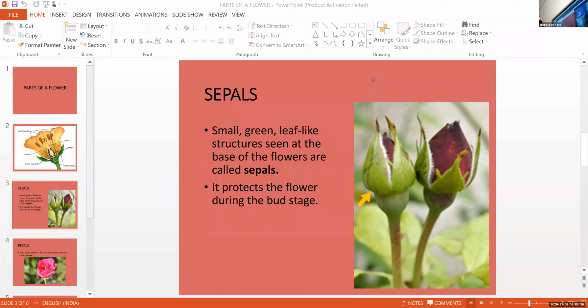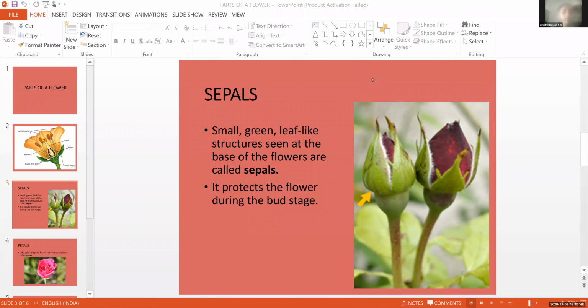So when it is in the bud stage, when it is a small bud or a small baby flower, it needs protection. The sepals help in the protection of this bud. Understood?